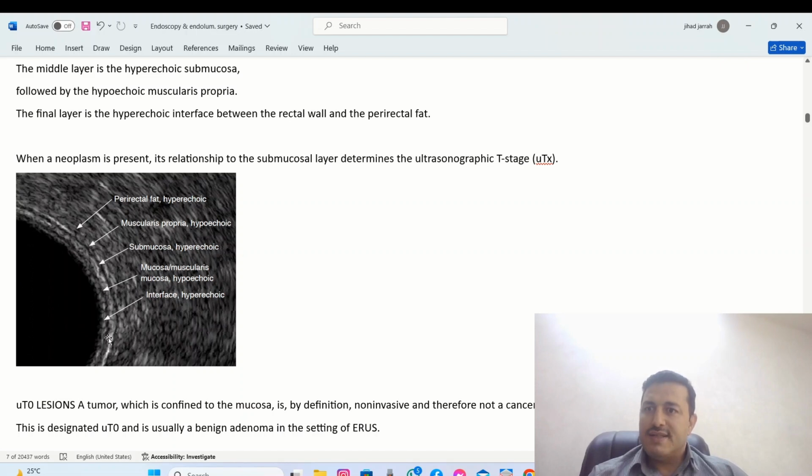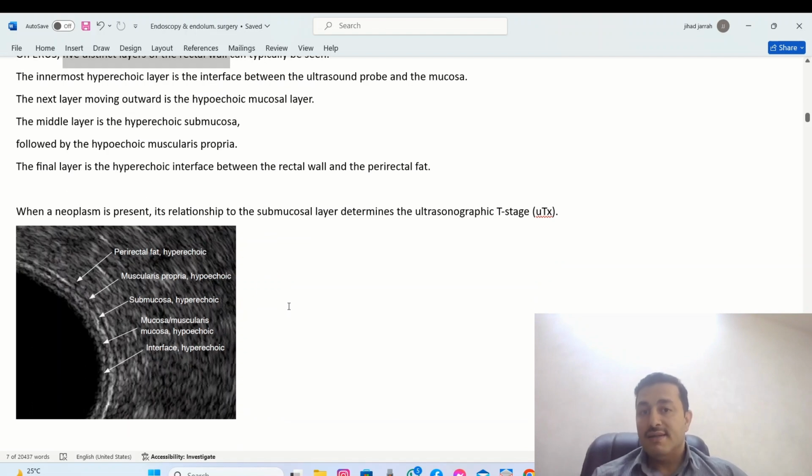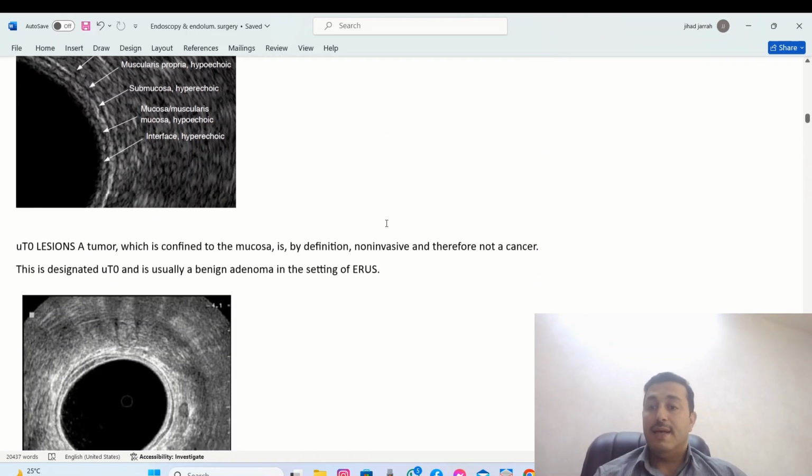If by number, it's the 3rd layer, I think. Yeah, 1, 2, the 3rd layer, hyperechoic, this one, because if any neoplasm is present, the relation to the submucosa should be determined. We have a staging, ultrasound staging, abbreviated by U for ultrasound, and T. T could be 0, 1, 2, 3, and we will see.